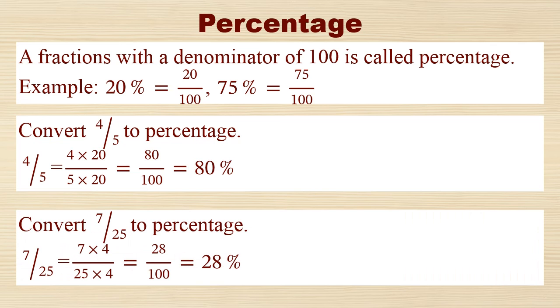The next example is convert 7 over 25 to percentage. When we are to convert this, we look at the denominator 25. How can we make it 100? We multiply it by 4. So when you multiply 25 by 4, you must multiply 7 also by 4. So 7 multiplied by 4 is 28, while 25 multiplied by 4 is 100. So since the denominator becomes 100, then the result is 28%.